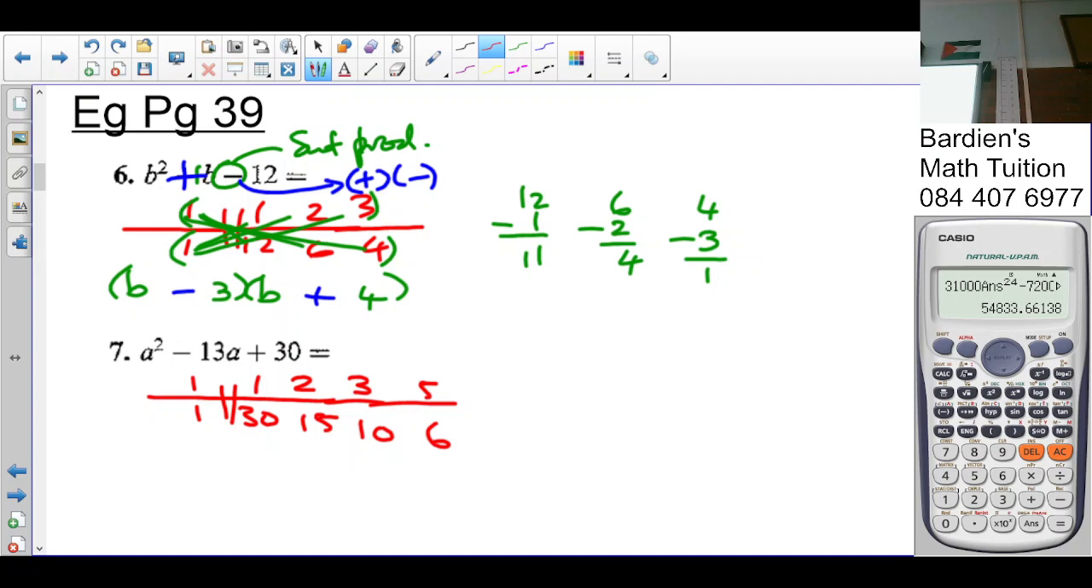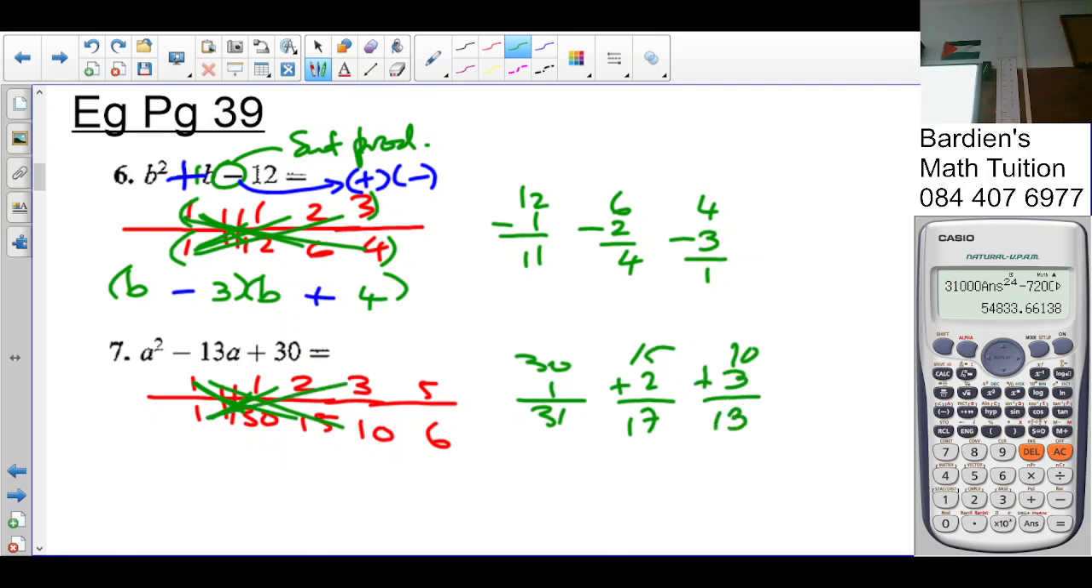Okay. So what do we do now? Do we add or subtract our products? We add. 1 times 30 is 30. 1 times 1, you get 31. Next, 15 plus 2 gives you 17. 10 plus 3 is 13. And that's what I want. I'm looking for 13 also. So it's a 1 and a 3. So here goes A and 3. A 1 and a 10. A and 10.